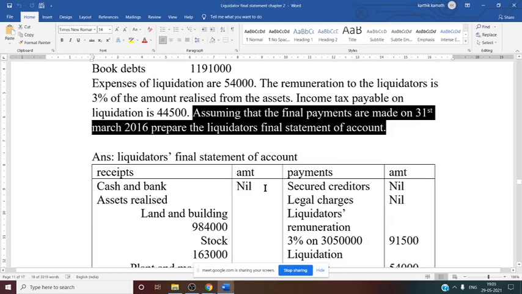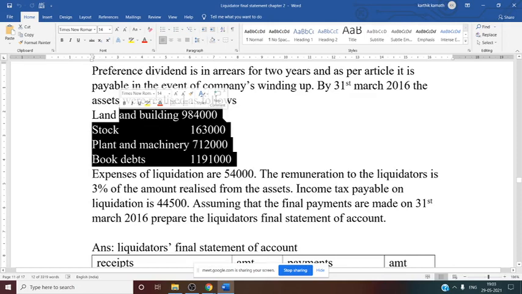See this, in the adjustment, these 4 pieces of information: land and building 9,84,000, stock 1,63,000, plant and machinery 7,12,000, book debt 11,91,000. The same amount you need to write under assets realized. Same amount we have taken. You need to add all these 4 amounts, and you will get the value, that is 30,50,000. So now we know the asset realized total.